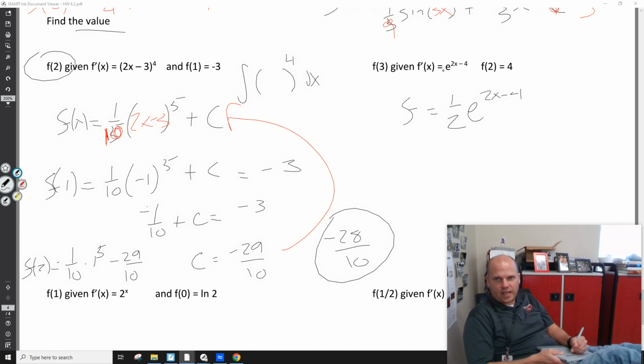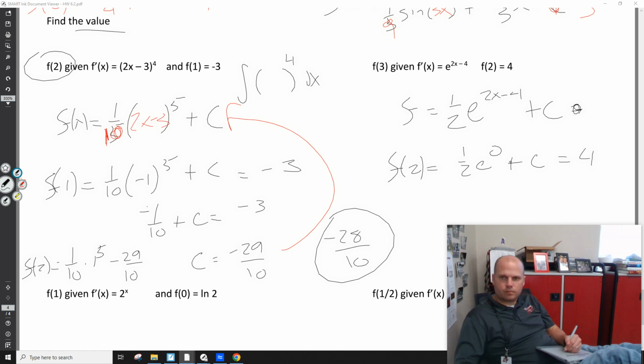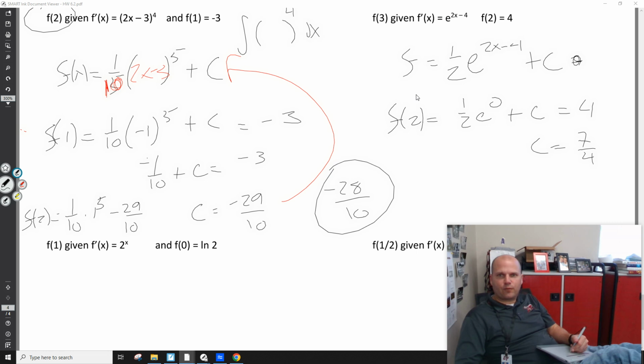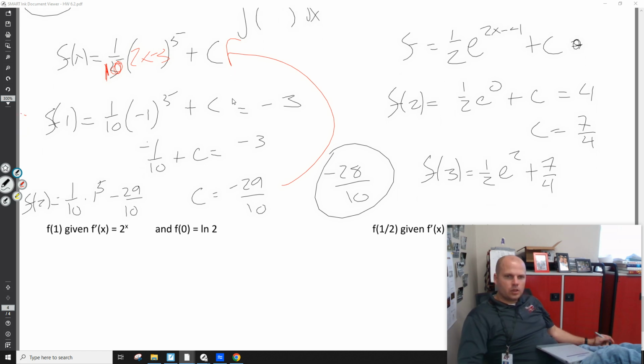Undo the derivative of the inside, antiderivative of e to the x is e to the x. C is 7/4. What's f of 3? 1/2 e squared plus 7/4. Leave it.